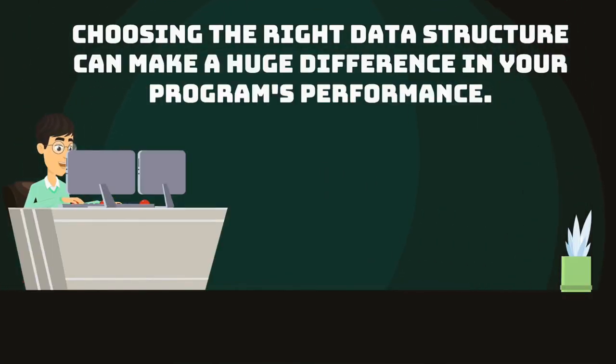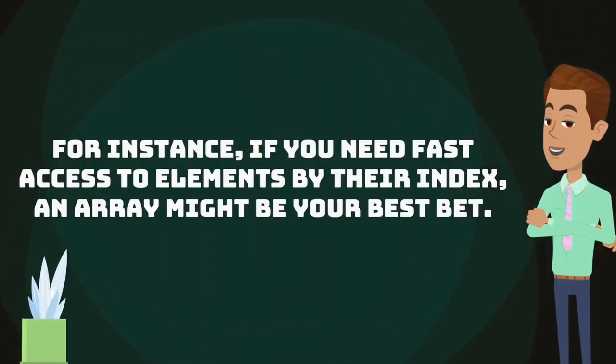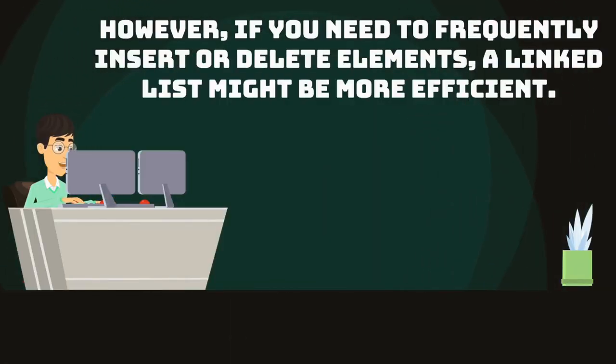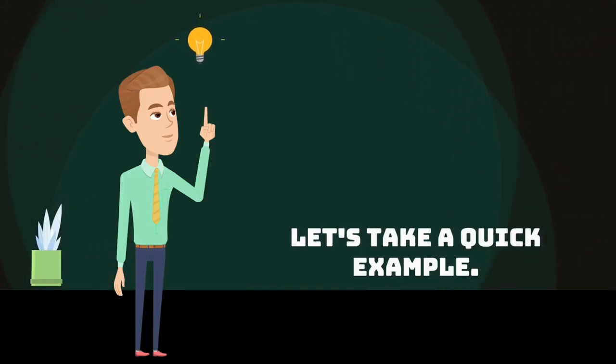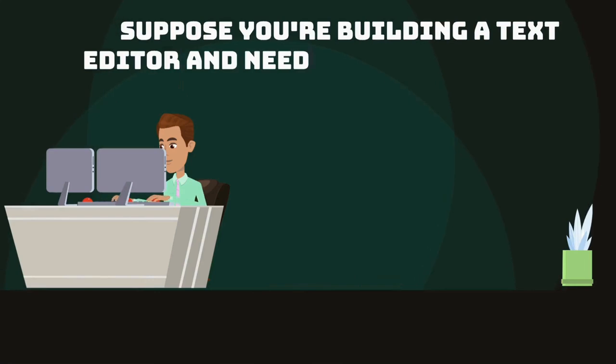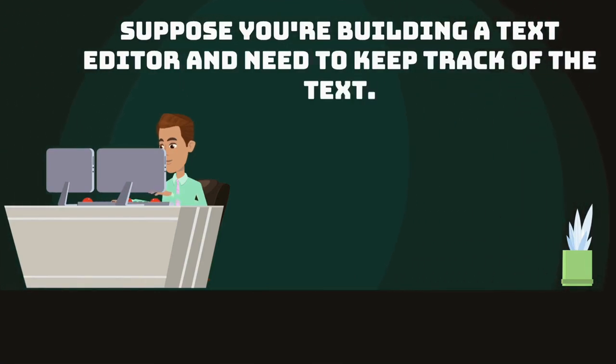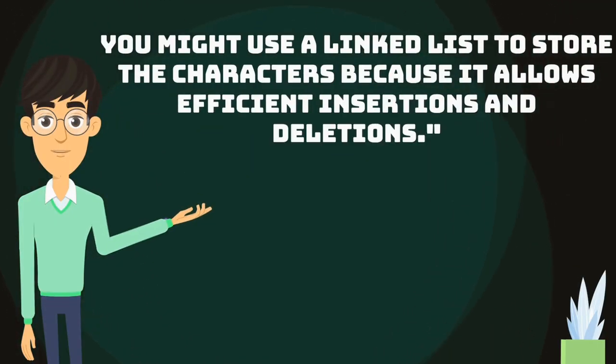Choosing the right data structure can make a huge difference in your program's performance. For instance, if you need fast access to elements by their index, an array might be your best bet. However, if you need to frequently insert or delete elements, a linked list might be more efficient. Let's take a quick example. Suppose you're building a text editor and need to keep track of the text. You might use a linked list to store the characters because it allows efficient insertions and deletions.